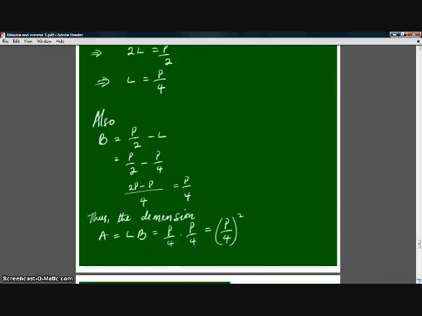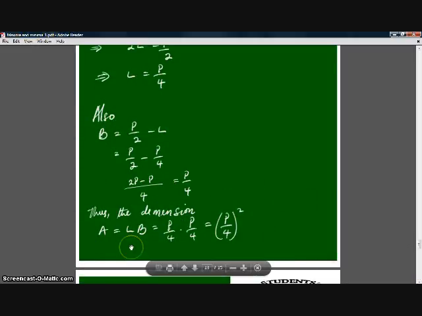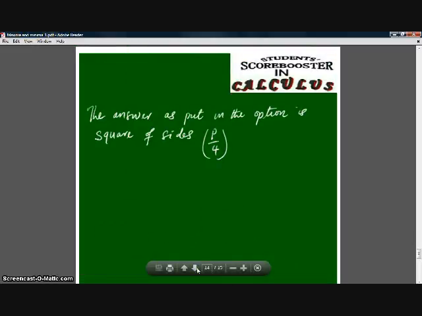So the dimension of our rectangle, which is given as A equal to L times B, is going to be P over 4 times P over 4, and that will be P over 4 all squared. So the answer as put in the option is square of sides P over 4. That is all.